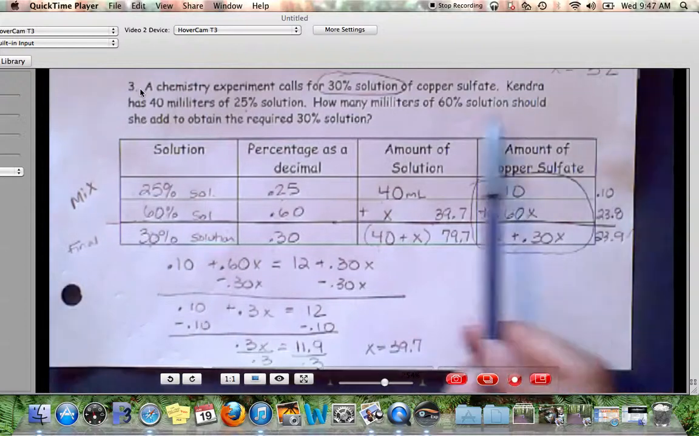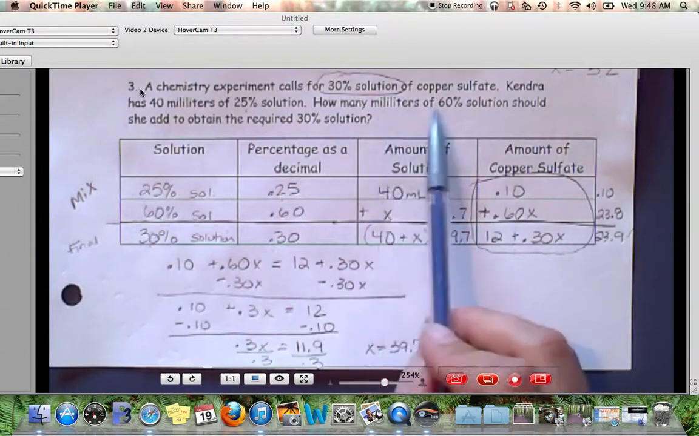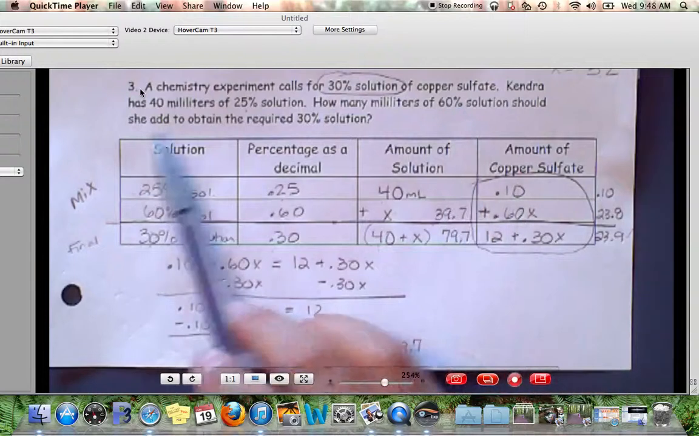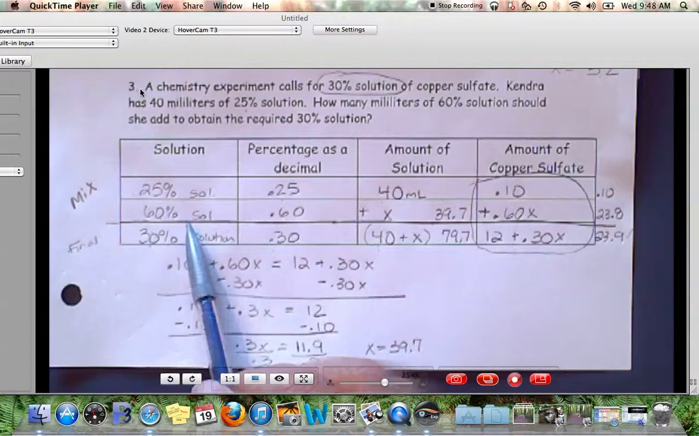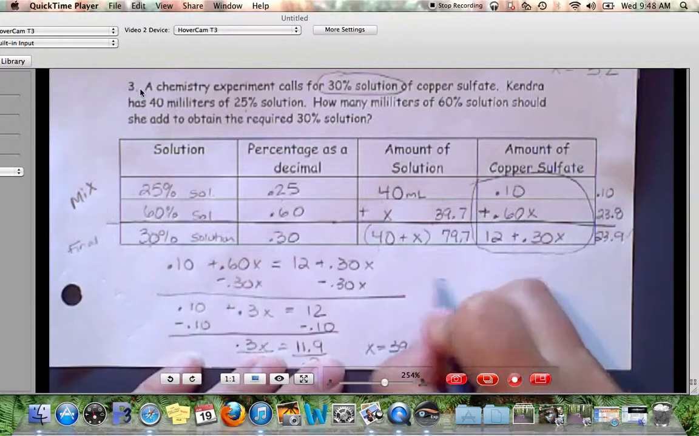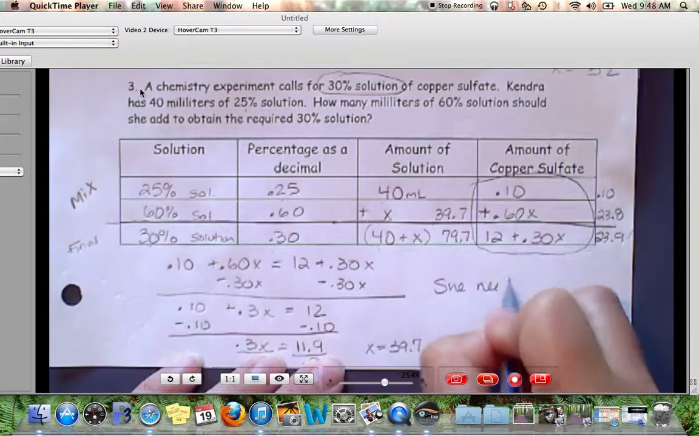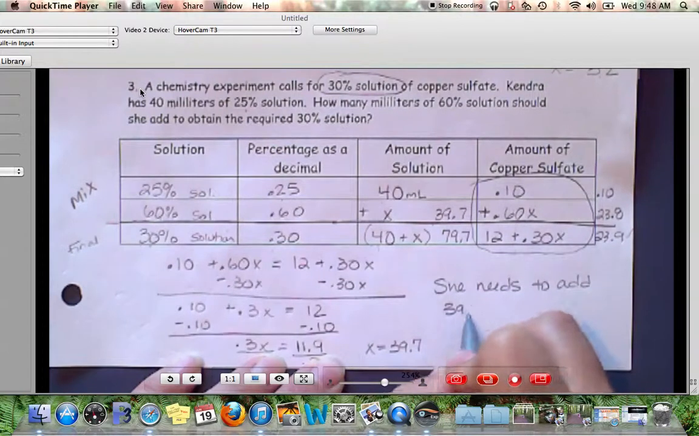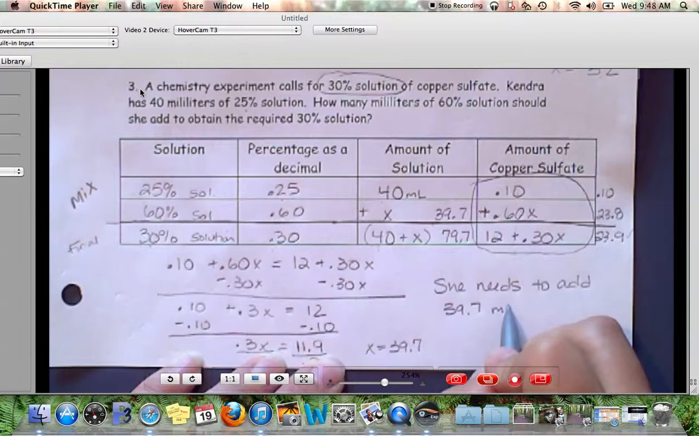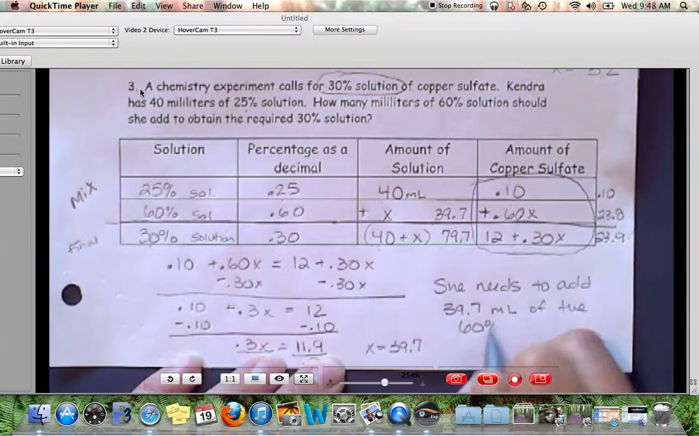The question is, how many milliliters of the 60% solution should she add to obtain the 30% solution? So how much of the 60% solution does she need to add? 39.7 milliliters of the 60% solution.